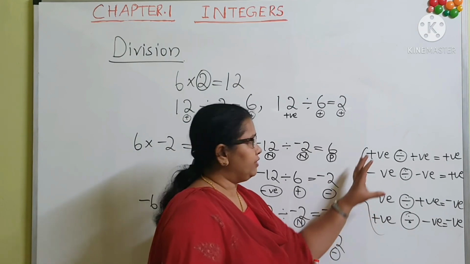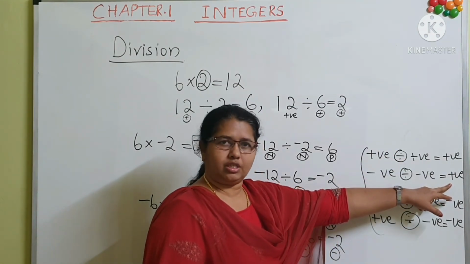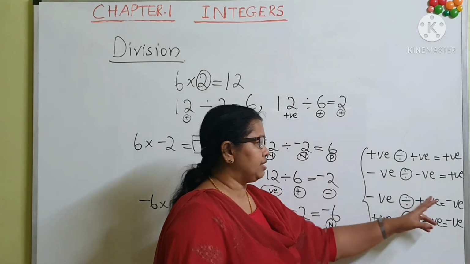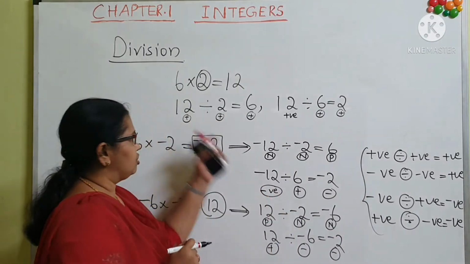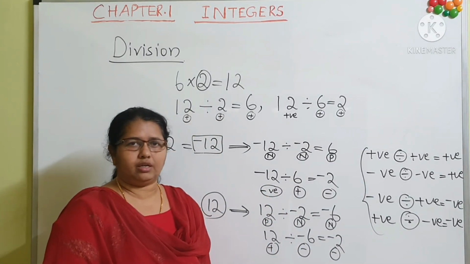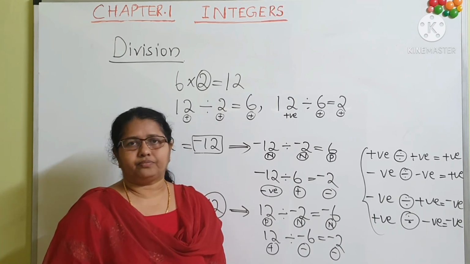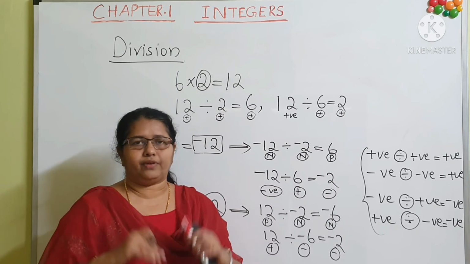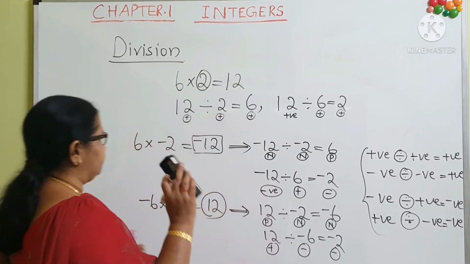Like multiplication, if the integers have the same sign, their quotient is positive. And if the integers have different signs, their quotient is negative. You need to learn all these parts. You have to learn the basic rules for multiplication and division. If the integers have the same sign, the product and quotient are positive. If the integers have different signs, the product and quotient are negative.